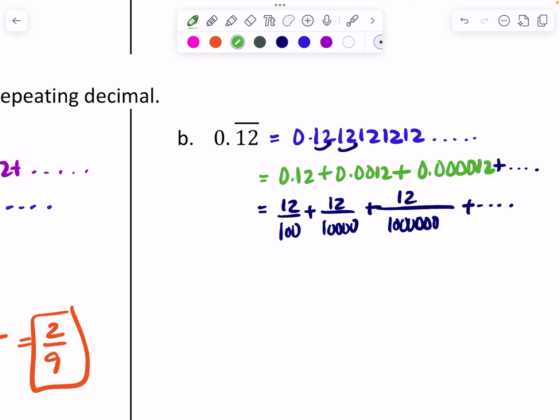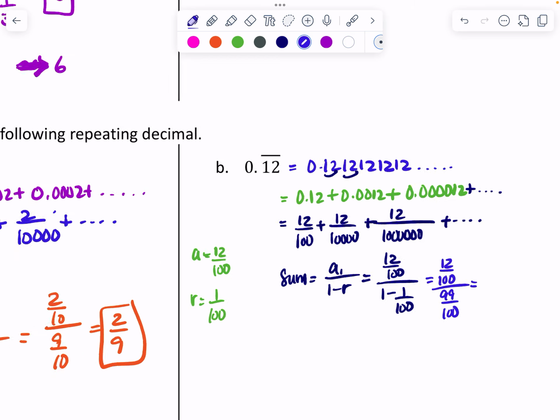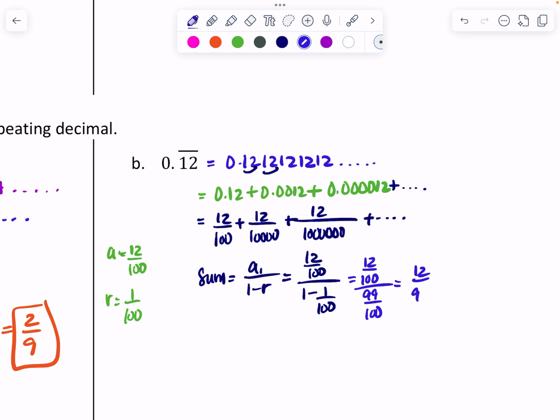Now you can see this is a geometric series, because we're multiplying. A is 12 over 100, and R is 1 over 100. We're multiplying by 1 over 100 every time. And not only that, it's also convergent. Because it's convergent, let's find the sum using the same formula: 12 over 100 over 1 minus 1/100, which is 99 over 100. So that's 12 over 99, which does simplify to 4 over 33.